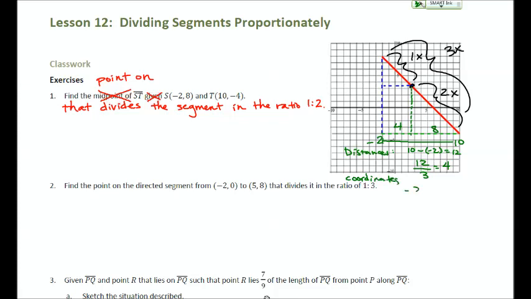Now, looking at coordinates, from -2, which is where I started from, I'm going to add 4, and I'm going to get 2. And that is the x coordinate of my mystery point.